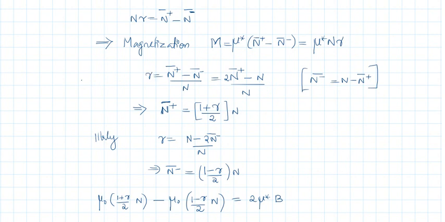From the definition of R, we can write it as n plus bar minus n minus bar divided by n, and inverting this relation, you will get n plus bar is equal to (1 plus r) by 2 into n. Similarly, n minus bar you should get as (1 minus r) by 2 into n. Substituting these values for n plus bar and n minus bar, you will get mu 0 of (1 plus r) by 2 into n minus mu 0 of (1 minus r) by 2 into n equal to 2 mu star b. Okay.